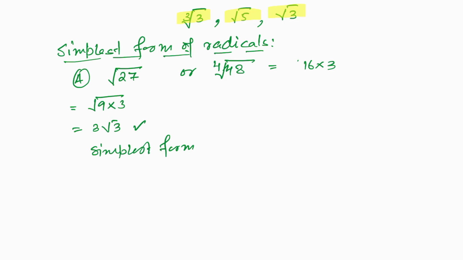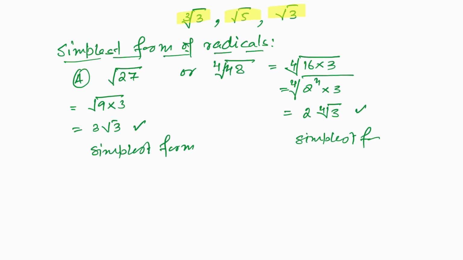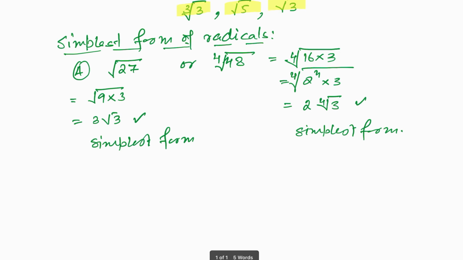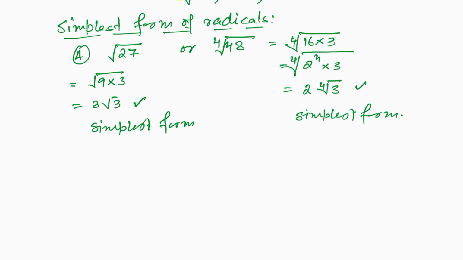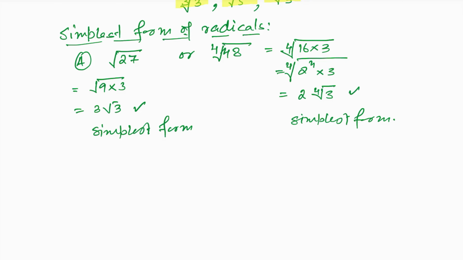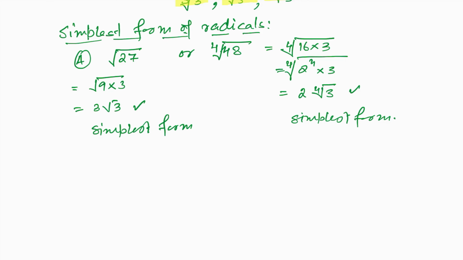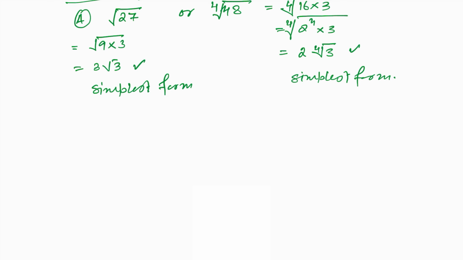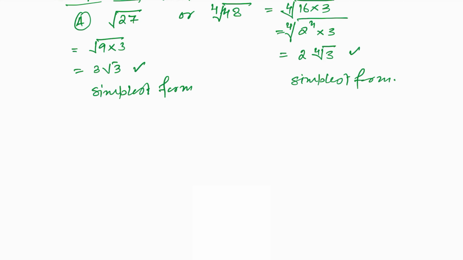Simplest form. Similarly, the fourth root of 48 can be written as the fourth root of 16 times 3, which is the fourth root of 2 to the power 4 times 3, and that's going to be 2 times the fourth root of 3. So this is the simplest form. What that means is I can't leave it as root 27 or root 48; I always recheck: is it the simplest form of the radical, or is it not?